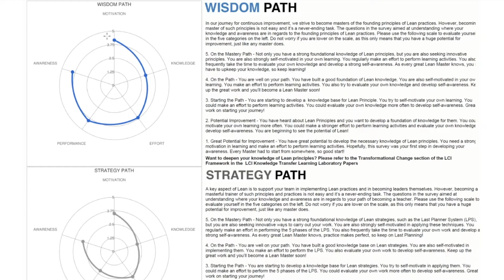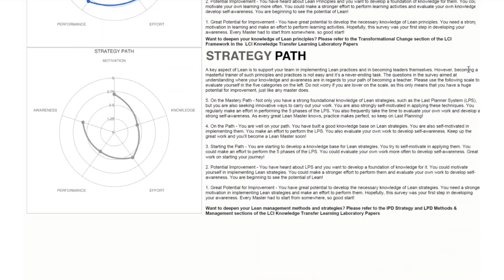Similarly, since I am about a 3.75 in my effort dimension, that can be close to a 4, which means that I am on the path in effort regulation in regards to my wisdom path. Let's now take a look at my strategy path. As you can see, I did not score that well in my strategy path. I have to increase my motivation, effort, and knowledge in regards to lean tools and methods.